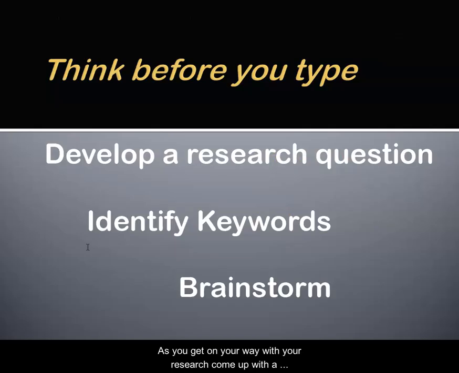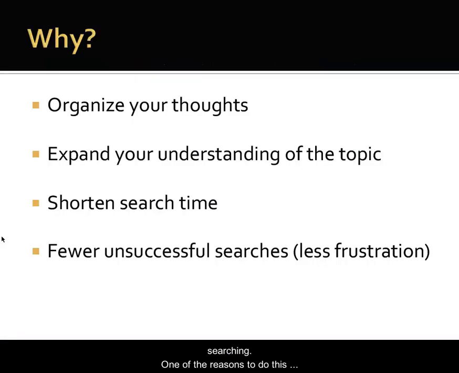As you get underway with your research, come up with a research question. Identify the key words in that research question, and then brainstorm some synonyms just in case those key terms don't turn up the results that you were looking for. It's possible that the word that you use to describe something might be a different term in the field that you're searching. One of the reasons to do this is because you want to make sure that your search is efficient. We don't want you wasting time in your research.